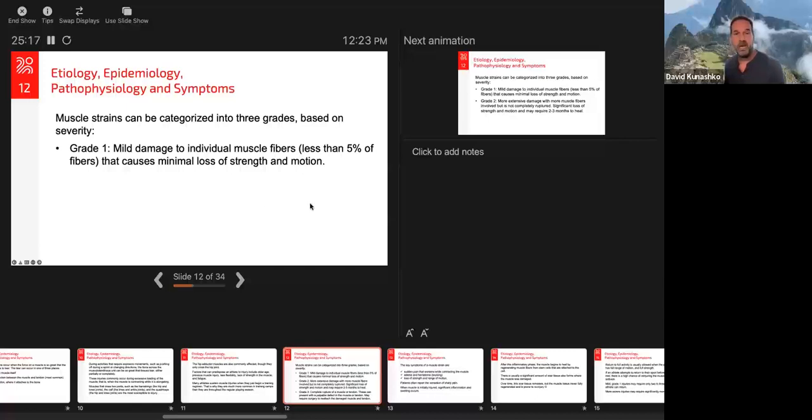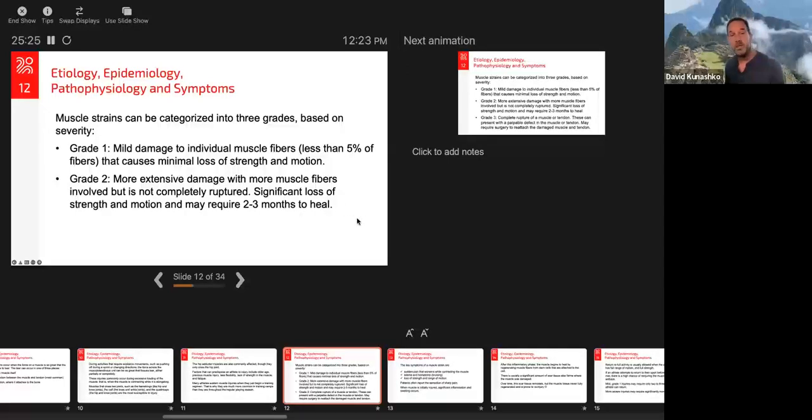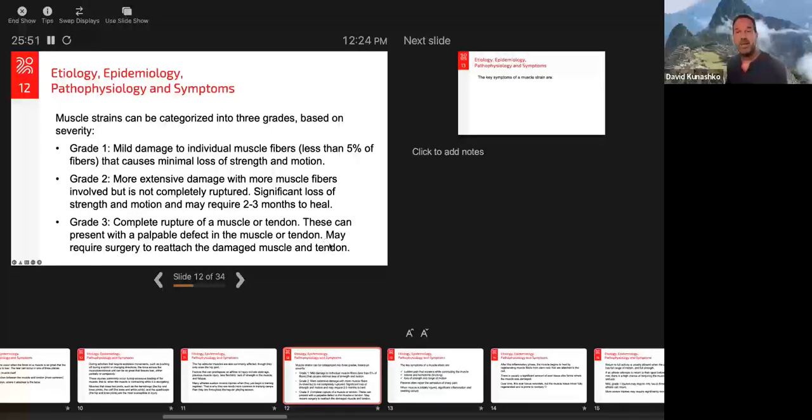Grade 1, obviously mild, not very much tissue damage, less than 5%, minimal loss of strength and motion, if any. Then grade 2, a lot more extensive injury of muscle fibers that are oftentimes completely ruptured. So there's significant loss of strength and motion. These ones tend to require several months to heal. They're quite serious, and if they're not properly healed, then the athlete or the person will oftentimes re-injure and not have a successful outcome. And then grade 3 is a complete tear of the entire muscle belly and or the tendon.